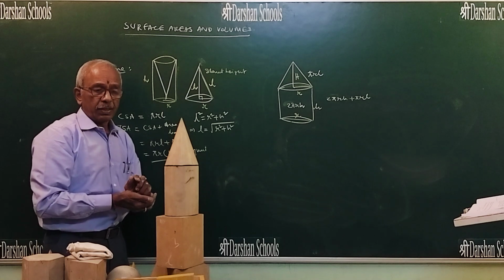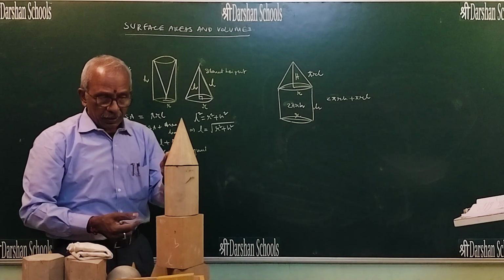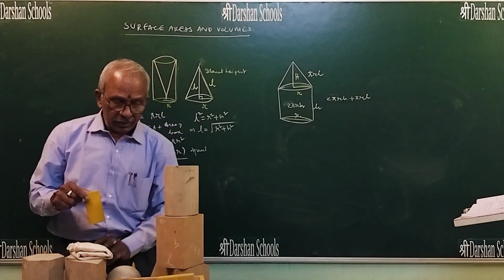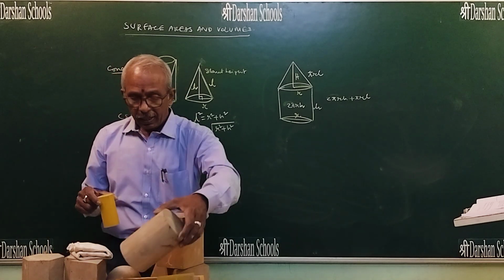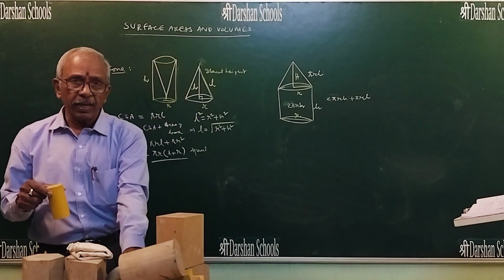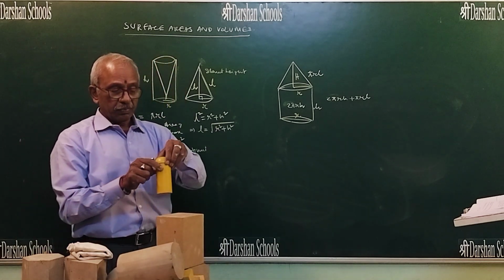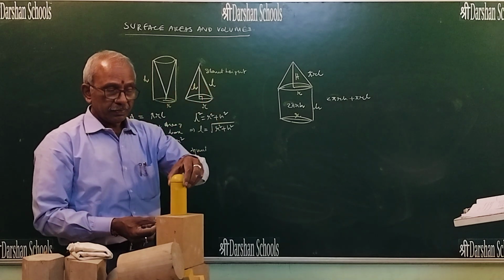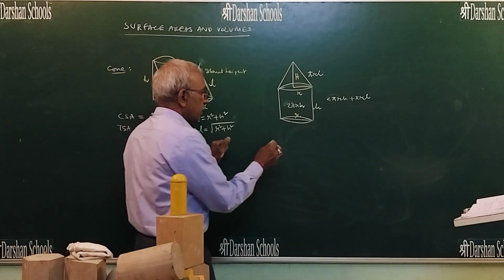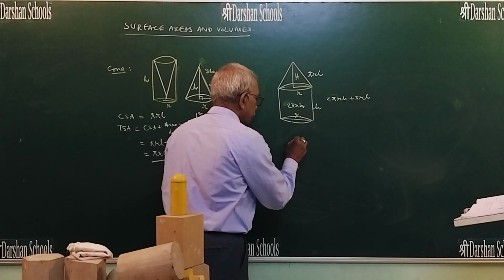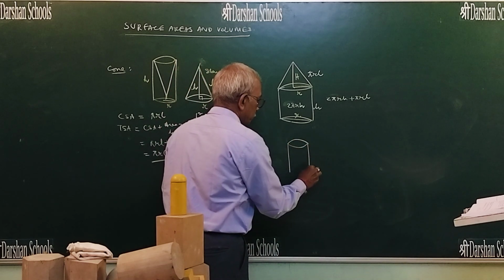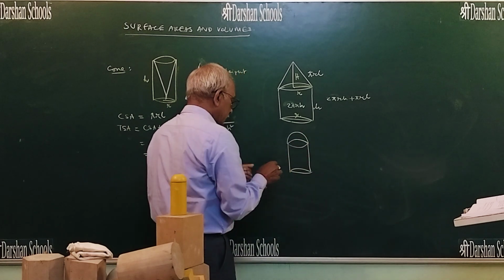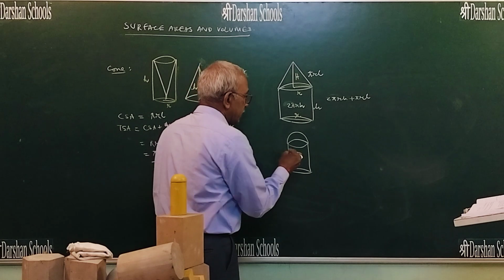This is one mixed figure. The other mixed figure you can have is, suppose this is a cylinder and a hemisphere surmounts this, like this. A hemisphere, it is like this, right? That is, this is a cylinder and a hemisphere surmounts this. This is easy because the radius is same.